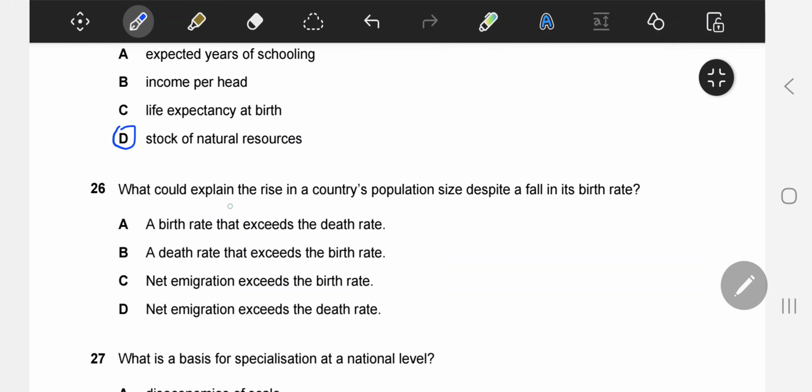What could explain the rise in an economy's country's population size despite a fall in its birth rate? The birth rate is going down, but the country's population is increasing. Maybe there's people coming into this country, or there's a very high birth rate, or there's a very low death rate. For example, not many people are dying. So a birth rate that exceeds the death rate.